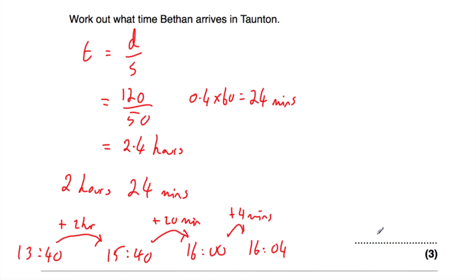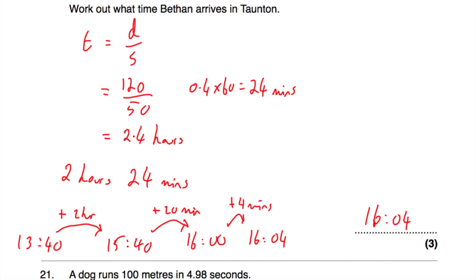And that's it. So what time does she arrive? 16:04, which is 4 minutes past 4 in the afternoon, or 4:04 p.m. And that's it. Okay, let's look at our next question, question number 21.